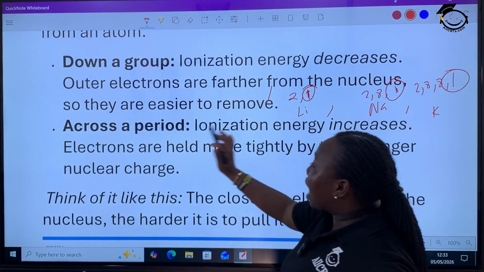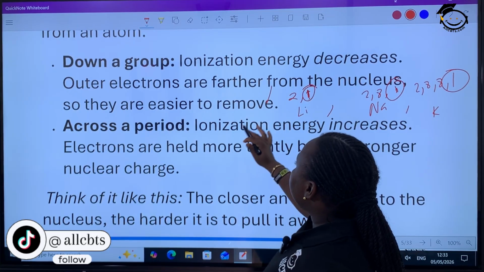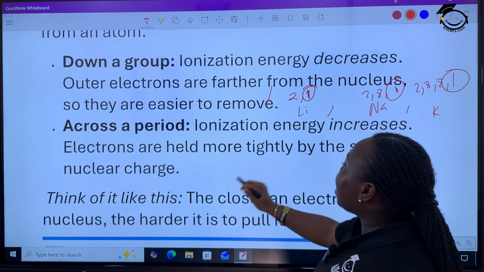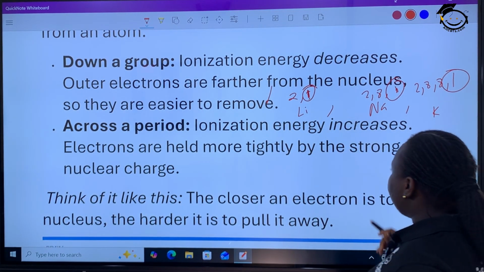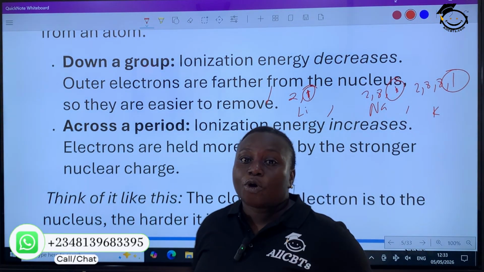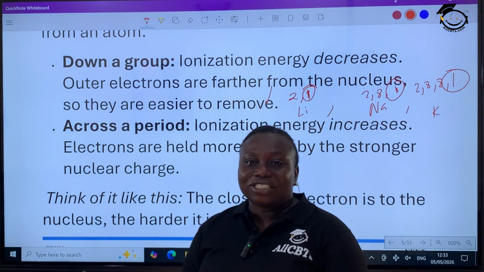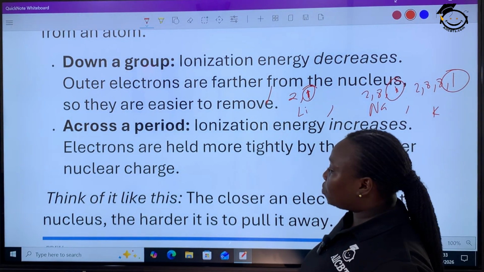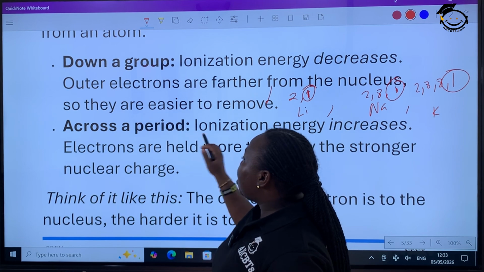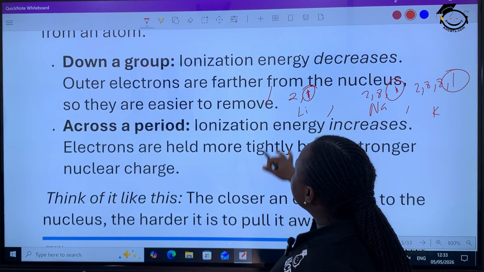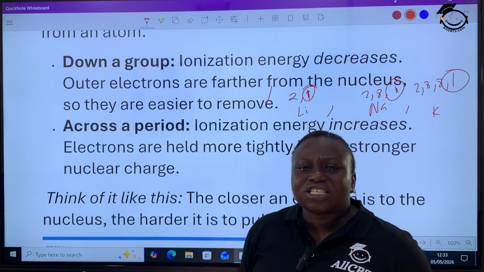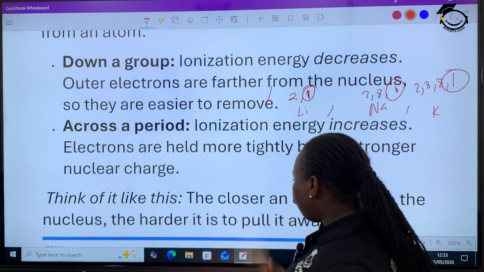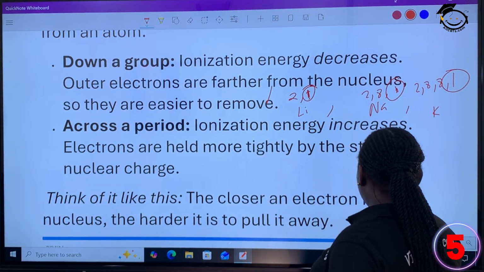Now let's look at across the period. Across the period, electrons are held more tightly by a stronger nuclear charge. Why? Because there is no significant adding of shells that makes them further away from the nucleus. Now we say that it increases across the period. Let us look at why it increases across the period.